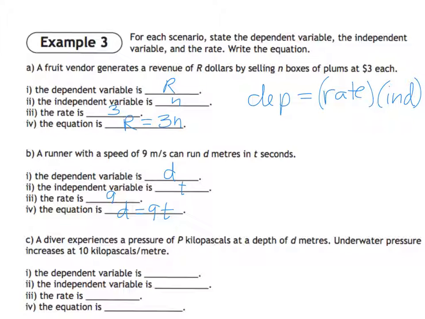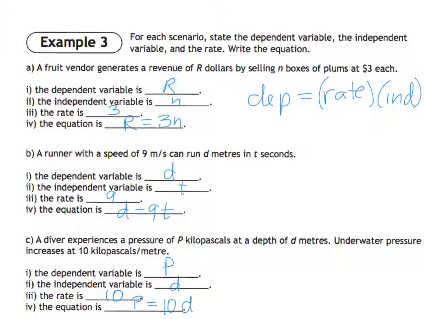So we need to ask ourselves, does the pressure depend on the depth of the diver, or does the depth depend on the pressure? The pressure depends on the depth, which means pressure is dependent and depth is independent. And it says it increases 10 kilopascals per meter, so the rate is 10. And the equation is P is equal to 10D.